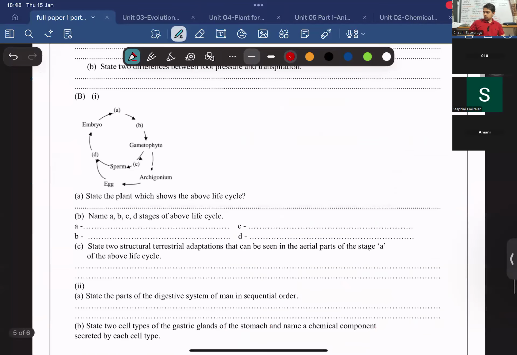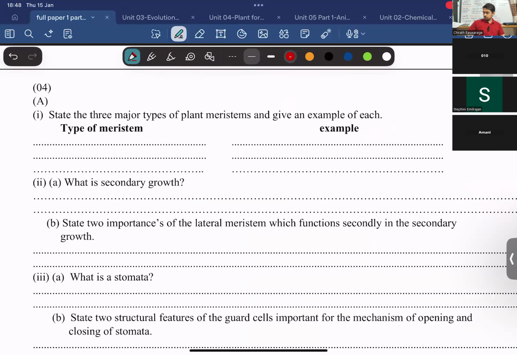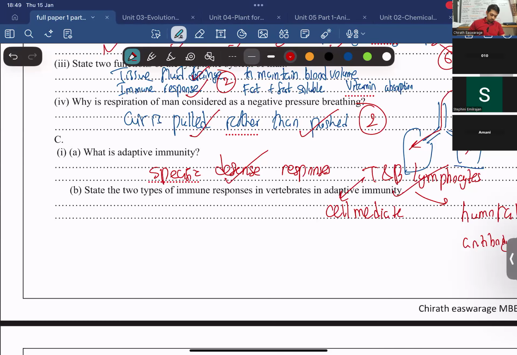Let's jump to the final structure as a question. Yeah, the definition is not wrong, but you are going to miss marks. So I'm going to give marks for specific defense responses mediated by T and B lymphocytes. I'm going to give 2 marks for the T and B separately, 3 marks for that definition.